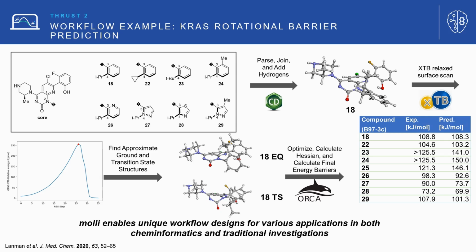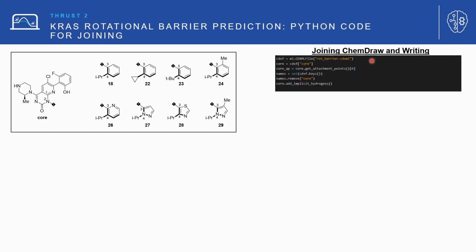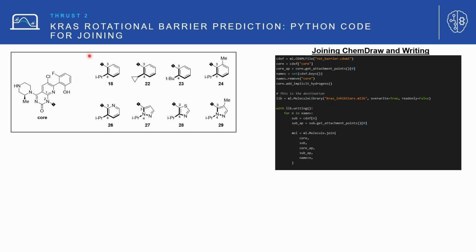traditional investigations. And just so you guys are more aware, I wanted to offer a look into some of the Python backend as to how we go about this type of investigation. So if we were starting from some type of ChemDraw file, we could load this ChemDraw file, find the core structure and its attachment points, find the names of everything in the file, remove the core from these names, and add implicit hydrogens directly to the core. We can specify a library to write everything to, and then we could iterate through all of the remaining names in this ChemDraw file, get their associated attachment points, and then join the core and substrate together with the attachment points of both and give it a new name.